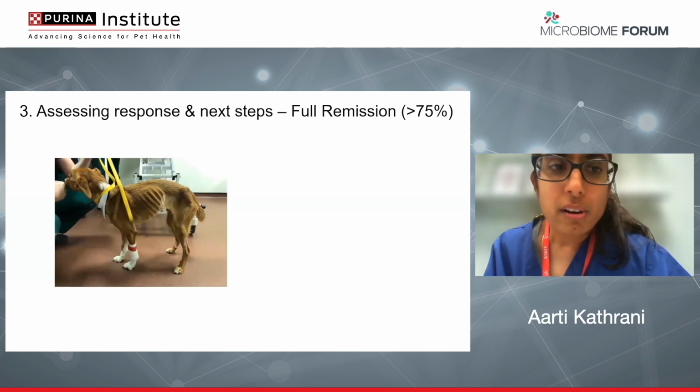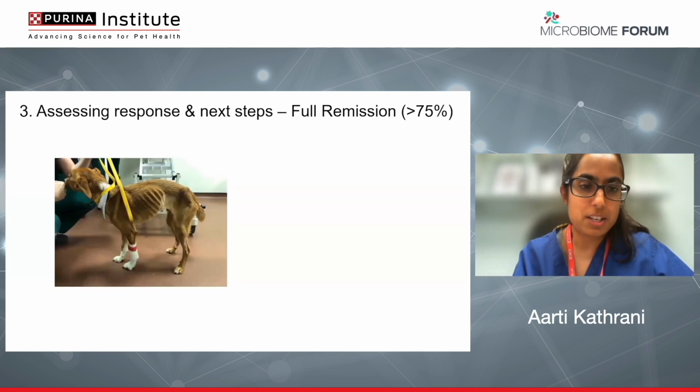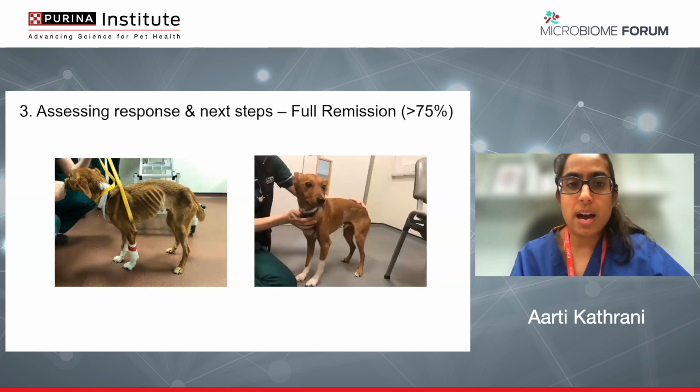So this is a dog that came into us with protein-losing enteropathy, and you can see just based on this picture, has low body condition, low muscle condition, and has a dull coat. And we treated this dog with the hydrolyzed protein moderate fat diet, 6 weeks exclusively, nothing else. And the dog went into remission, biochemically and clinically as well, and the dog gained weight, and you can see its muscle has improved as well, its coat is shinier. So this dog, we would say, is in full remission.